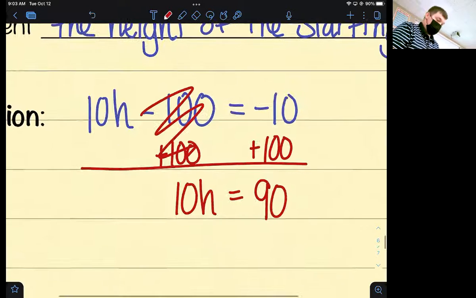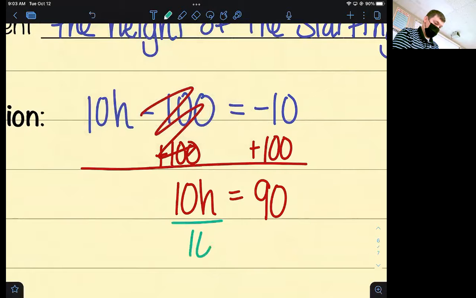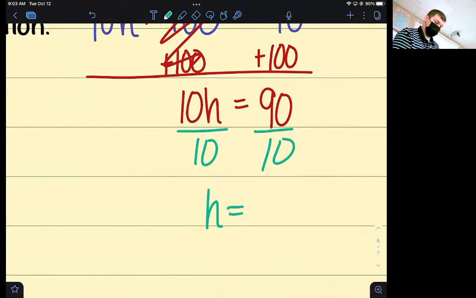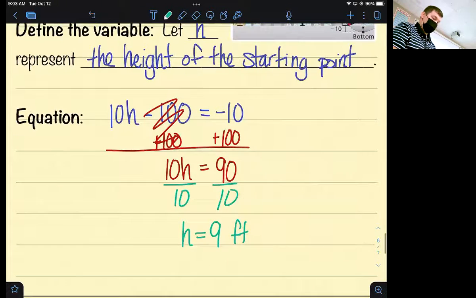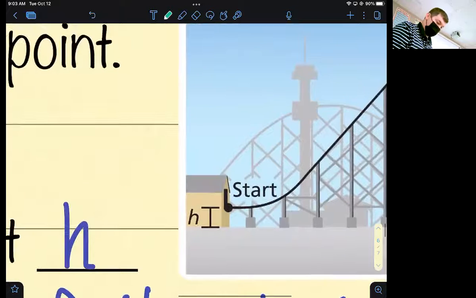Okay. And then Maddie Cheeseman, what do I do to finish this? Okay, divide by 10. What's 90 divided by 10? 9. And so what are we measuring in here? Feet. So it's a story problem, needs a label. My height at the starting point, AKA the platform, is 9 feet.